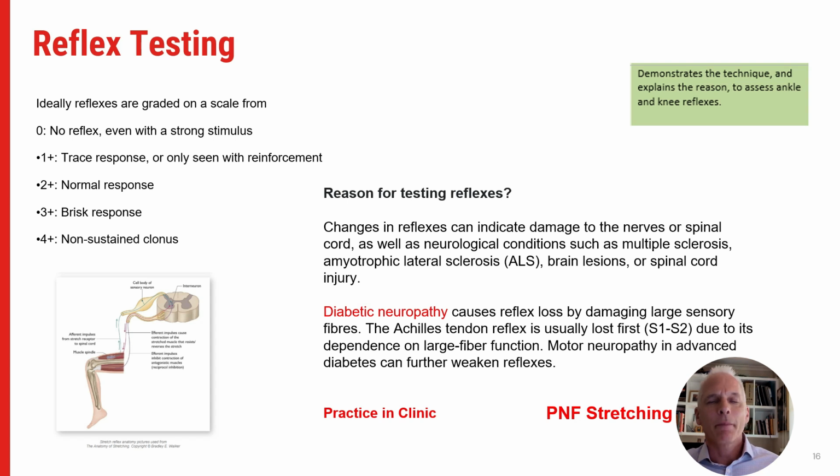So in diabetic neuropathy, this causes reflex loss by damaging large sensory fibers. So the muscle spindles might be damaged, or the actual long fibers themselves, so the axons, are actually damaged as well. So the Achilles tendon reflex is usually lost first, and this is S1 to S2, so sacral 1 and sacral 2, due to its dependence on large fiber function. And as this progresses, it can actually get worse and eventually incorporate the patella tendon reflex as well. So you may lose both your Achilles reflex as well as your patella tendon reflex.